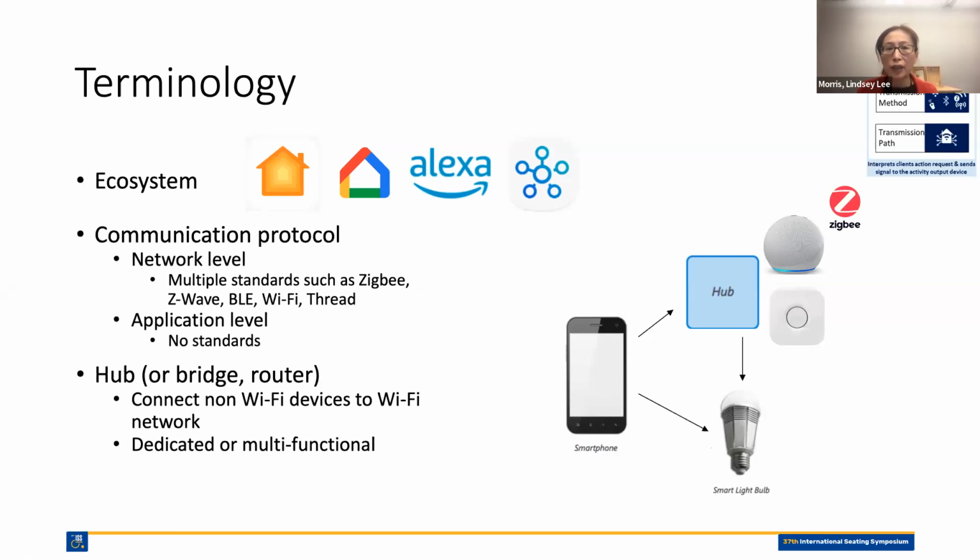That's why these ecosystems are so fragmented, and something works with Apple, but doesn't work with Alexa. Something works with Google, but doesn't work with Samsung SmartThings. Because at the software level, there's no standard to unify these ecosystems. But that's going to be changing, like with the new standard. I'll talk a little bit about it later.